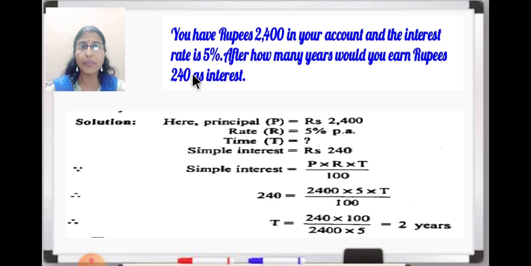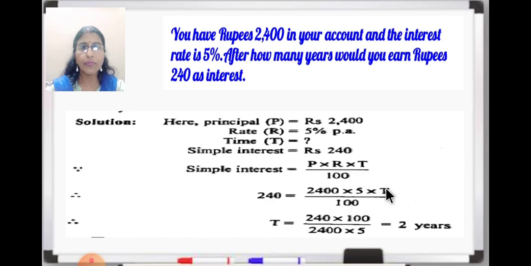Now one more thing we know, that is simple interest. They have given interest of rupees 240. That also we will write. And then we will substitute all these values in this formula. So in place of simple interest, we will write 240 is equal to, now P we know 2400. And then rate is 5, you can see here. And then T we don't know, so multiplied by T upon 100.